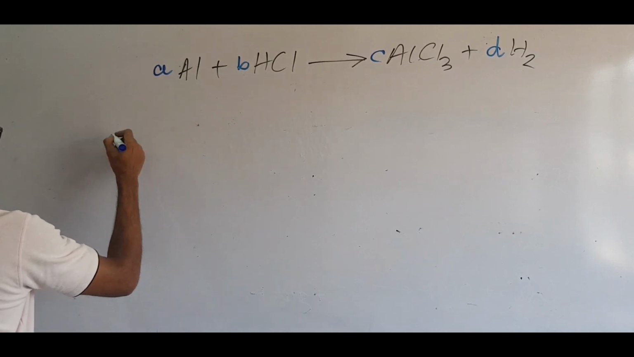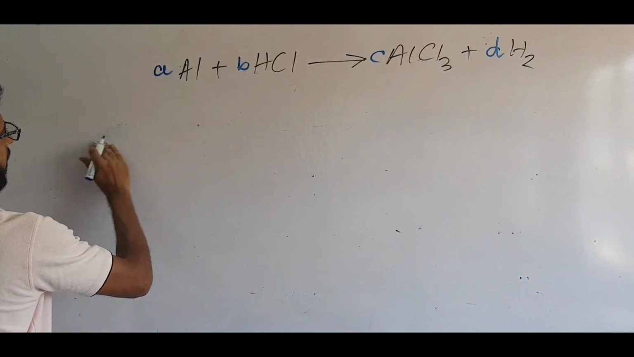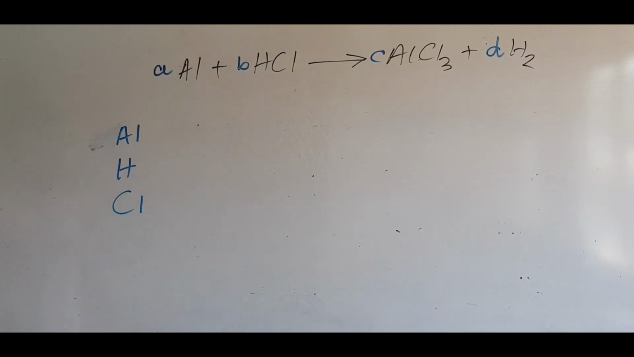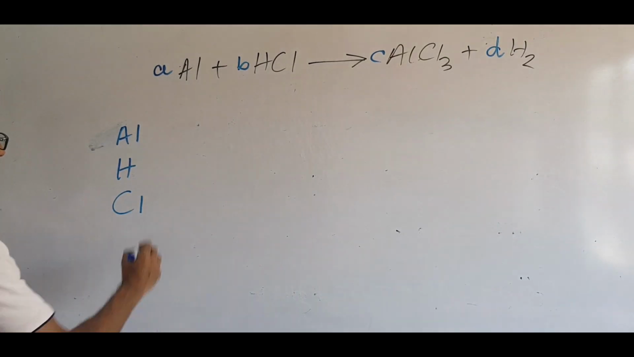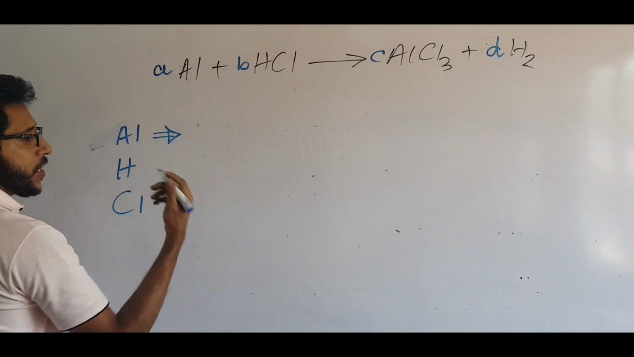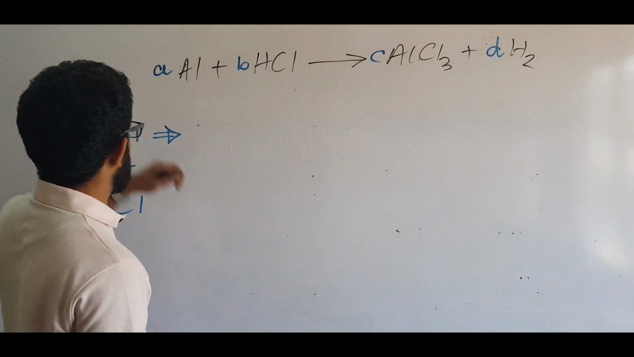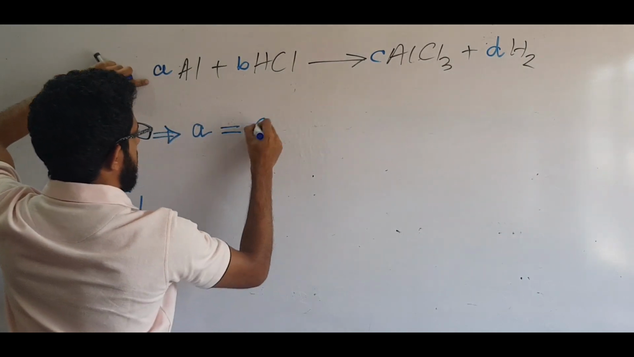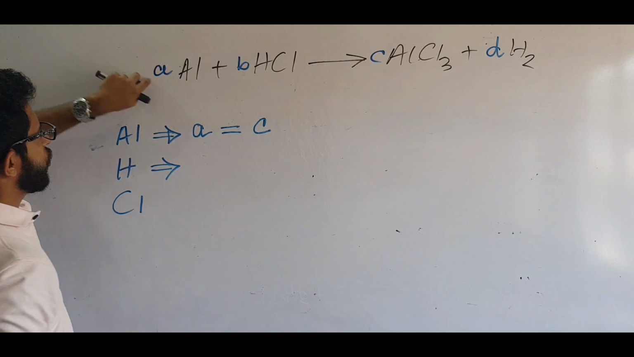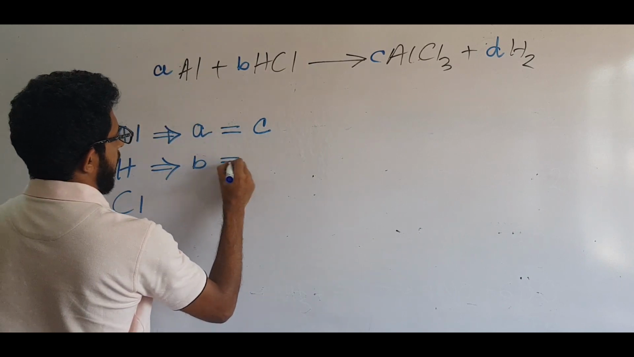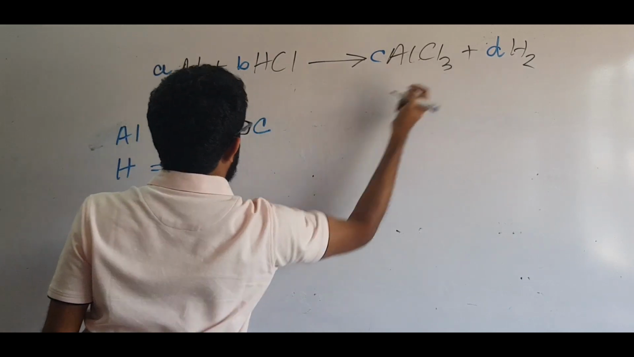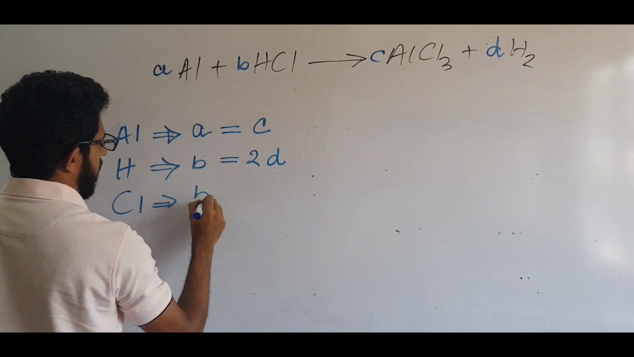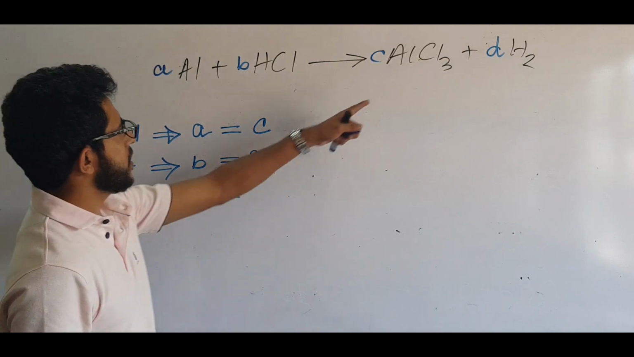Then we write like this. We take elements separately. You have aluminium, hydrogen, and chlorine. Those are the only three elements we have. Then we try to balance them using A, B, C, D. For aluminium, the left side is A and the other side is C. For hydrogen, it is B on this side and 2D on the other. For chlorine, it is B on this side and 3C on the other.